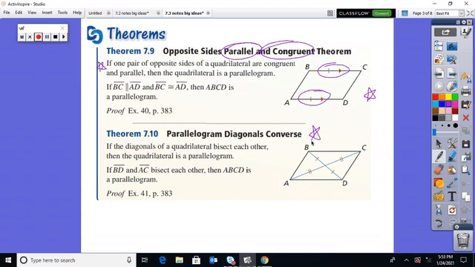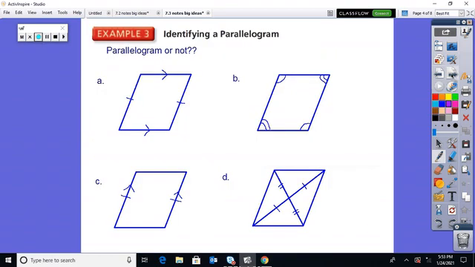Parallelogram diagonals converse. So we know that if we had a parallelogram and the diagonals bisected each other, the converse is also true. So that's a way to determine parallelogramism as well. A very important section on the next quiz will be right here. Are you dealing with a parallelogram or not? I'll have a quadrilateral, I'll have it marked up, and you use what you know about parallelograms to determine whether or not it works.